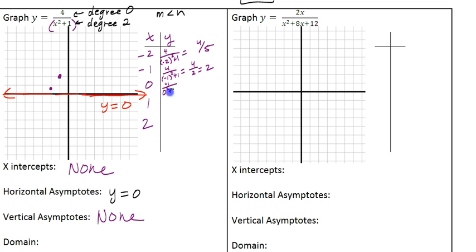I end up with 0 comma 4 for the third point. And 1 comma 2 for the fourth point, and I'm almost done. And again, I'm just plugging everything in and finding a table of values.